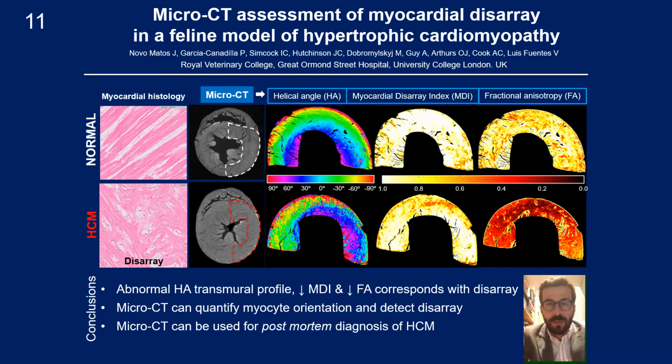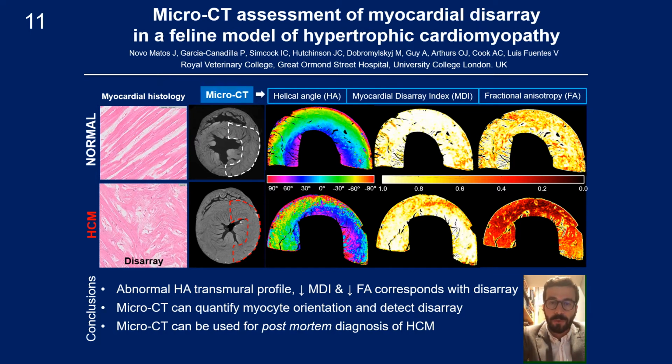Hypertrophic cardiomyopathy, or HCM, is a common heart disease in humans and cats. Myocardial disarray is a classic feature of this disease and is characterized by a disorganized and bizarre orientation of the myocytes. Histology is the gold standard to detect myocardial disarray. We evaluate the accuracy of micro-CT for myocardial disarray by direct comparison between histology and micro-CT in cats with HCM.